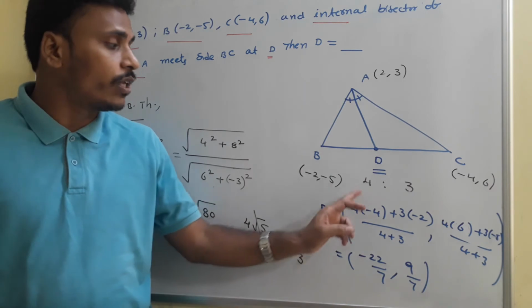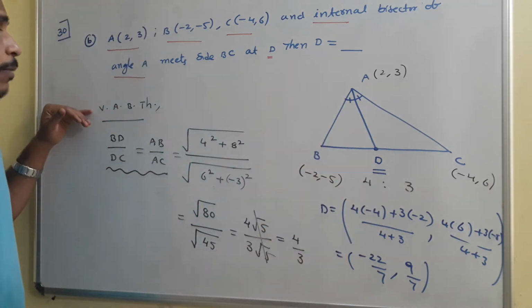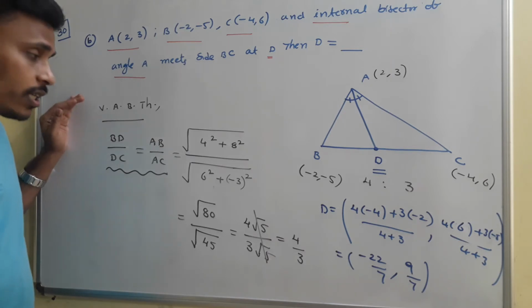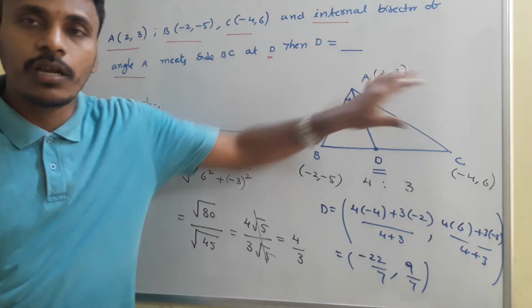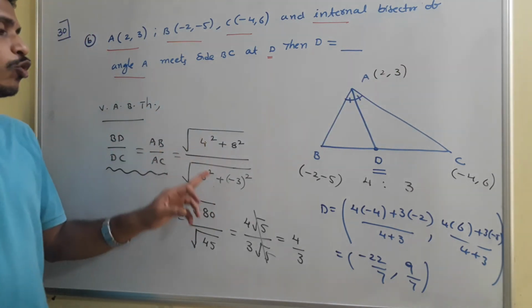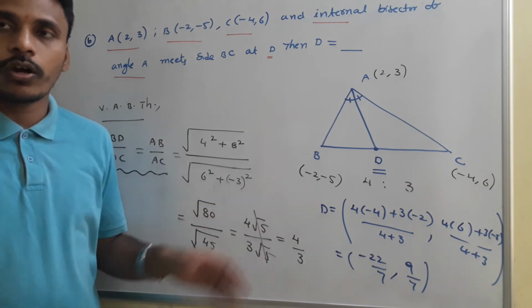So to find that we need the ratio. To find that ratio, we need to use the vertical angle bisector theorem. According to that theorem, this ratio BD by DC is equal to AB by AC. And how do you know AB by AC? By using the distance formula. Okay, you need to apply a plan to find that D. Okay, have a look.